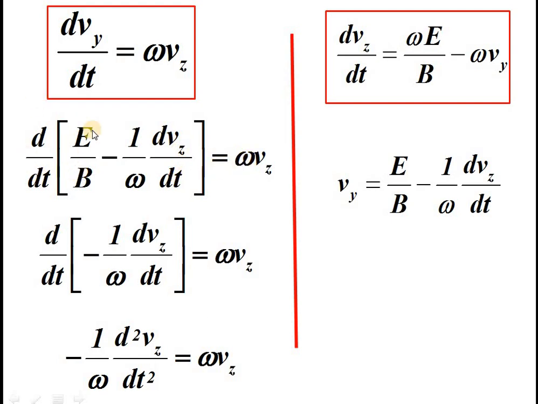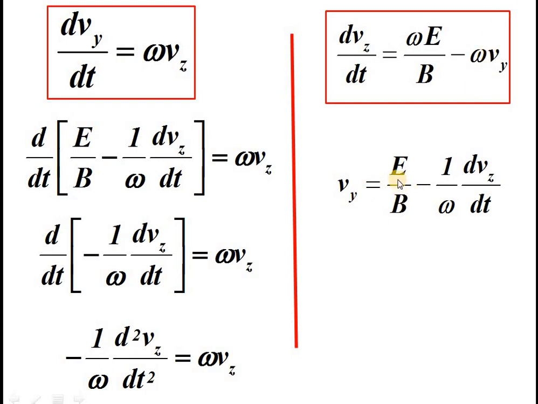If you differentiate the terms inside, d by dt of E by B will be 0 because it is a constant. d by dt of minus 1 by omega dVz by dt is equal to omega Vz. So this is a constant omega, so differential will be applicable to this term only. So you have minus 1 by omega d square Vz by dt square is equal to omega Vz. Very simple thing.